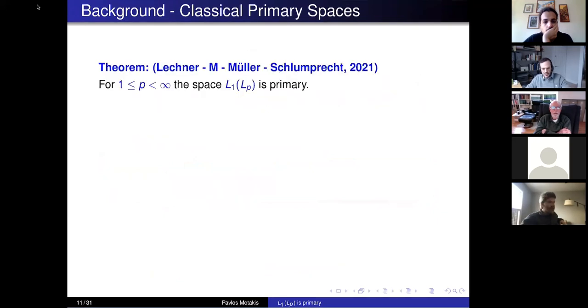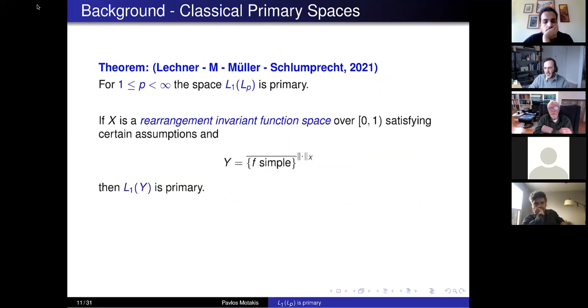Okay, so let me just state our theorem. If you take any P except infinity, then this Banach space, L_1 of L_P, this Bochner-Lebesgue classical space, is a primary space. And just a comment that I would like to make, that we prove something slightly more general. We don't need to take L_P. We have a wider class of spaces.